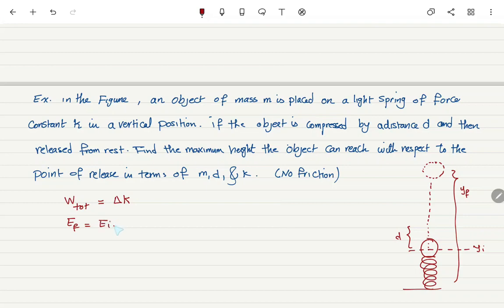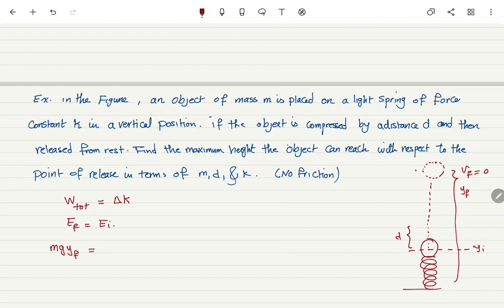Again, this one here is a special case from this one here. At this final position, y final is the maximum, and the velocity v final equals 0. At this final position we have only gravitational potential energy, which is mg y final.